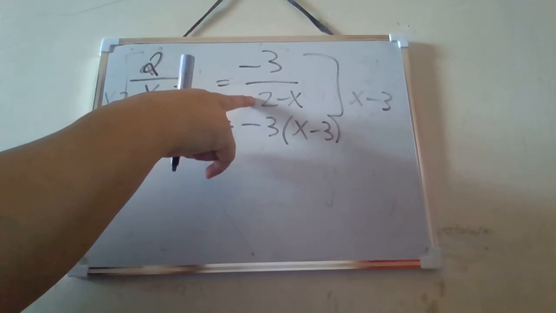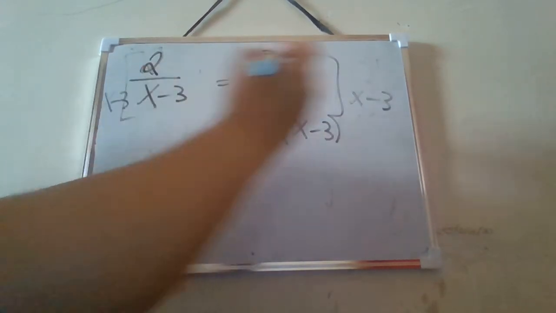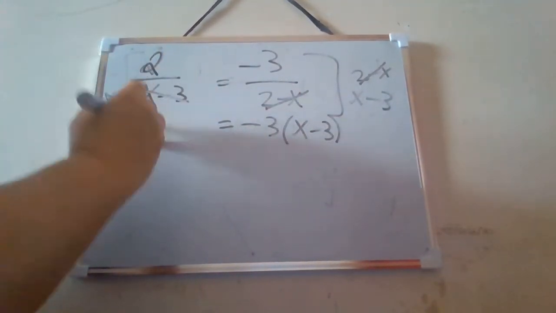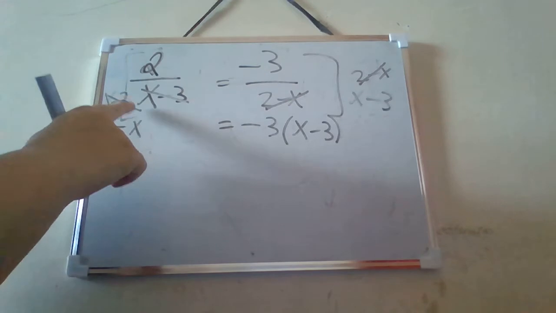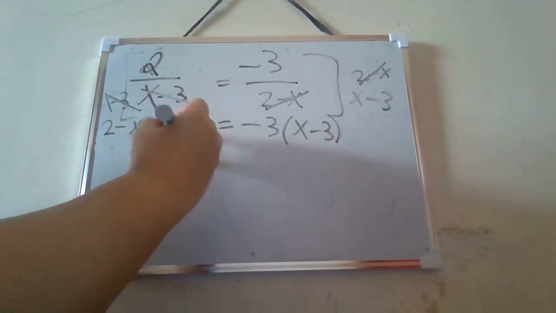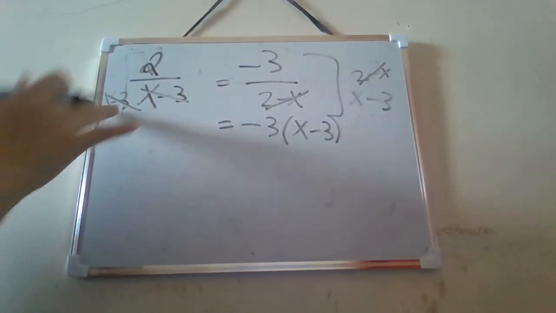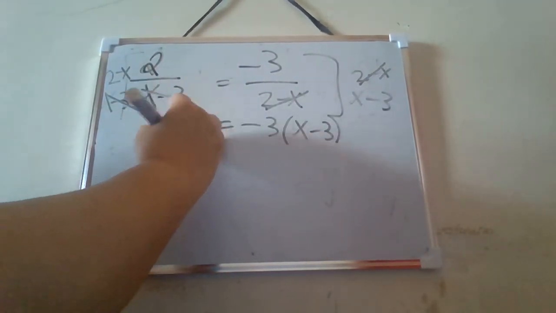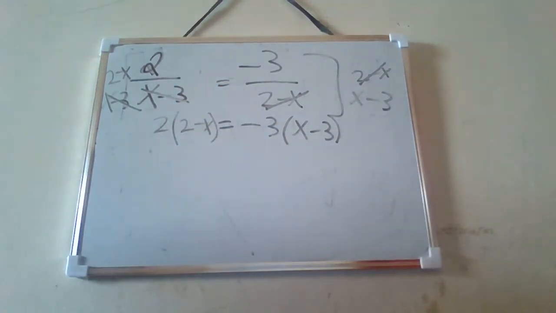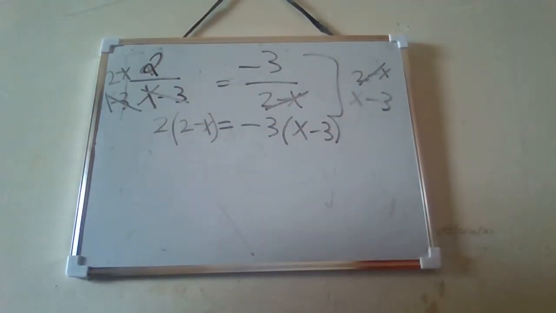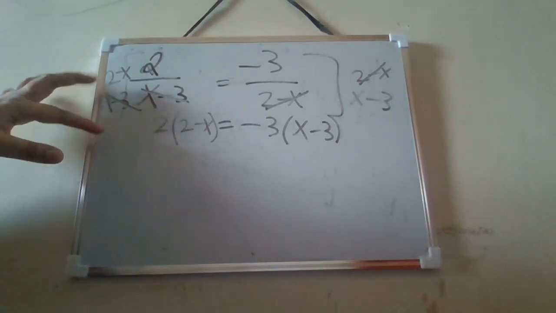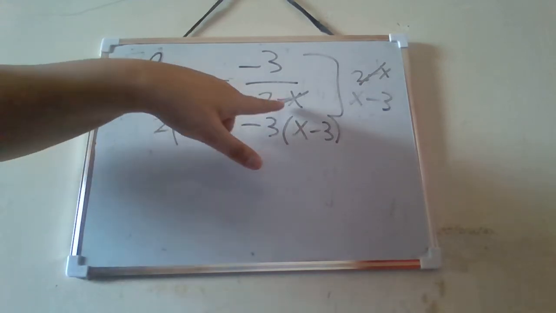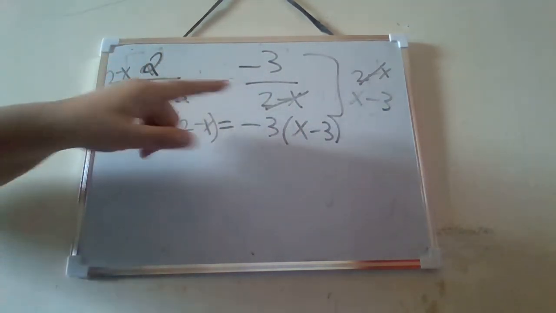I-eliminate din natin itong 2 minus x. So dito, 2 minus x, para ma-eliminate yan, gagawin din natin sa kabila. So ilagay natin dito, 2 minus x. Ayan. So magiging dito, 2 times 2 minus x. Nagets nyo yung ginawa ko? So again, dahil ang denominator natin ay magkaiba, x minus 3, 2 minus x, yung ganyan yung klase ng denominator mo.